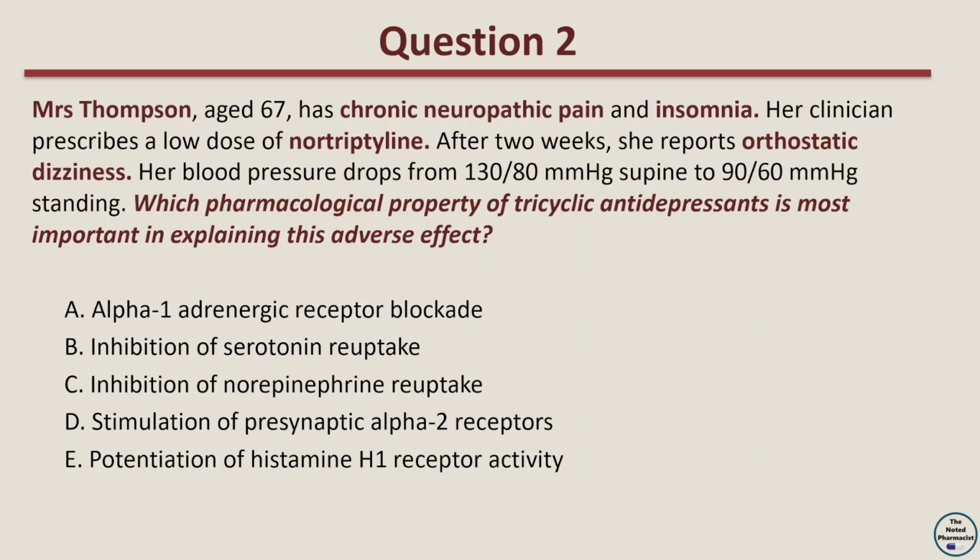Option A, alpha-1 adrenergic receptor blockade. Option B, inhibition of serotonin reuptake. Option C, inhibition of norepinephrine reuptake. Option D, stimulation of presynaptic alpha-2 receptors. Option E, potentiation of histamine H1 receptor activity.